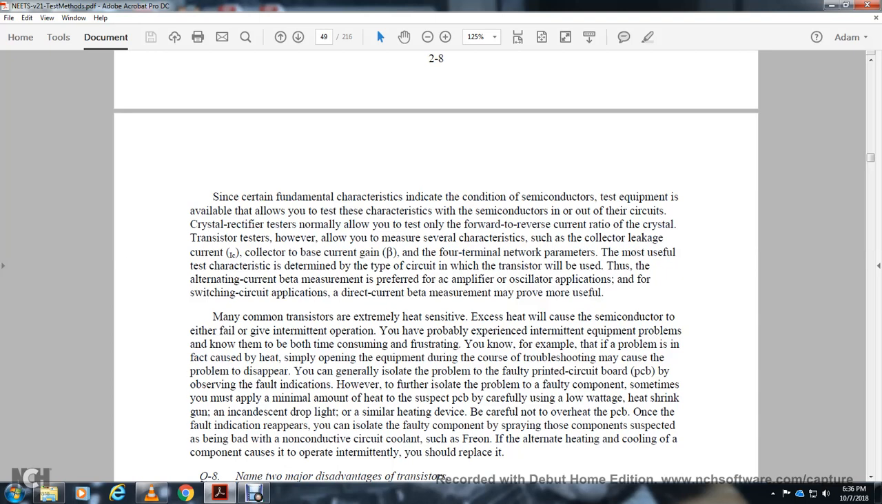Sometimes you must apply a minimal amount of heat to the suspect printed circuit board by carefully blowing on it with a low voltage heat gun, an incandescent drop light, or a similar heating device. Be careful not to overheat the printed circuit board. When the fault indication reappears, you can isolate the faulty component by spraying the components suspected of being bad with a non-conductive circuit coolant such as Freon. The alternating heating and cooling of the component causes it to operate intermittently, and you should replace it.